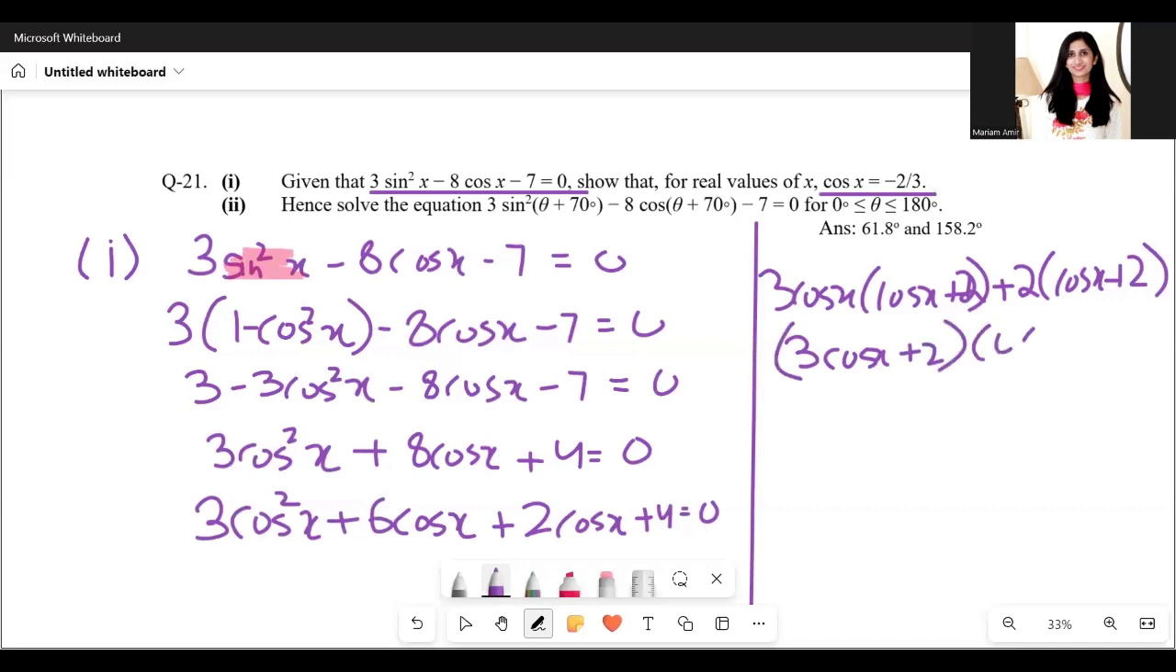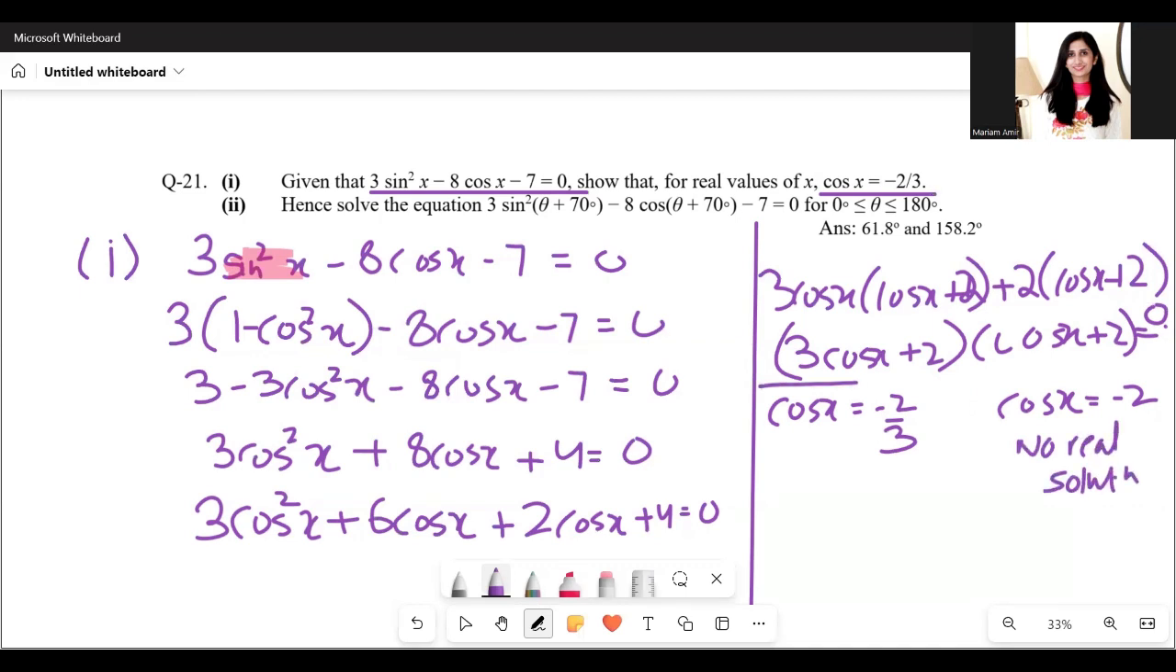And cos x plus 2 equals 0, which is giving us two solutions. Cos x is equal to minus 2 over 3, and cos x is equal to minus 2. Even if you try solving this, you'll get a math error. We'll talk about this later when we do quadratic trigonometric graphs. Right now, you just write no real solution or just no solution. And this is the only cos x expression that is going to give you angles when we try to solve it in part 2. Okay, so part 1 is done.